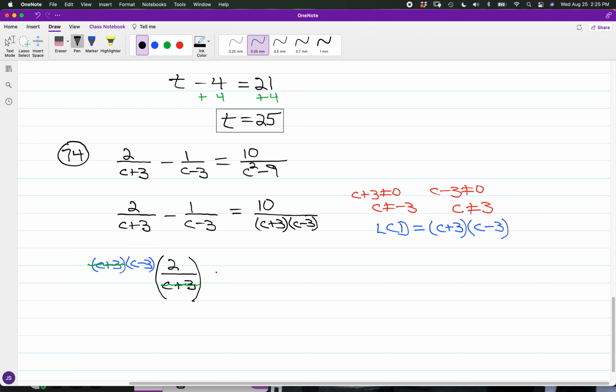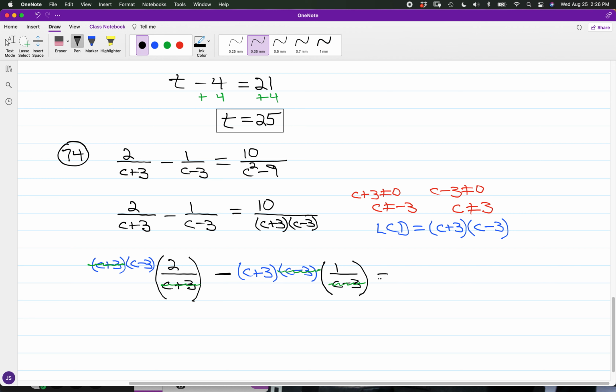Now if I bring down the subtraction and apply the least common denominator against it, you have c plus 3 times c minus 3, and I have times 1 over c minus 3. Now what's going to happen here is that the c minus 3's are going to cancel. We still have subtraction that will be affecting all of c plus 3.